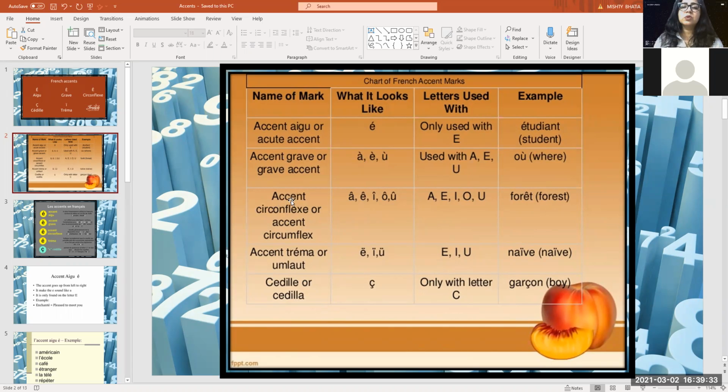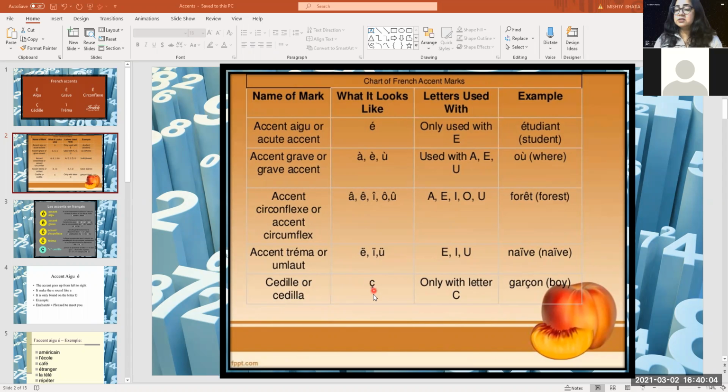Next one is accent circumflex. For this we use five letters: A, E, I, O, U. The example is forêt, F-O-R-E-T, which means forest. Next one is tréma. We use it with the letters E, I, and U. The example is Noël. Next one is cédille.